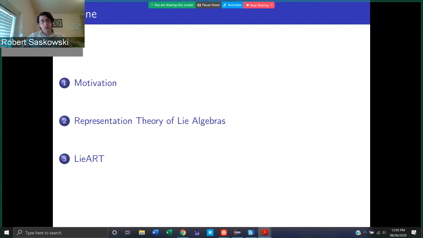So, just an outline of the talk. First, I'm going to give you some motivation. Why should you even care about branching rules? What is their relevance to physics? And then I'll go a bit into the representation theory of Lie algebras, what you need to know: what exactly is a Lie algebra, what do I mean by representation, what do I mean by branching rules, and how do we compute this? And then I'll talk about the LieArt Mathematica program, both the original version, as developed by Robert Feger and Tom Kephart, and the upgraded version, LieArt 2.0, that I worked on with them.